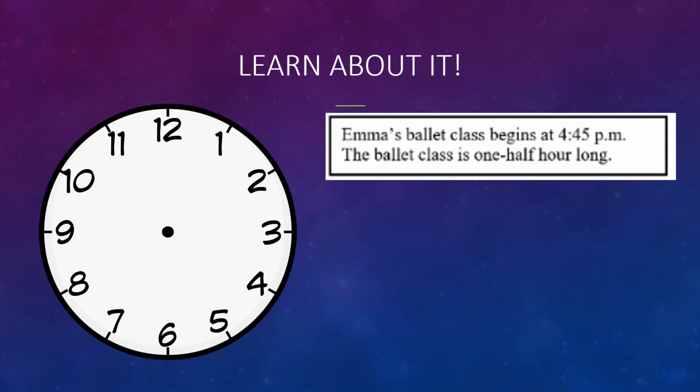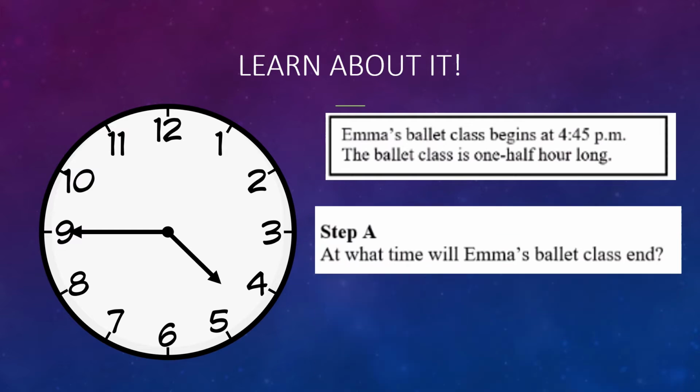Emma's ballet class begins at 4:45 p.m. The ballet class is 1/2 hour long. At what time will Emma's ballet class end? Well, let's think about what we already know. The starting time is 4:45 p.m., as shown on our clock. The class is 1/2 hour long. What do you know about half an hour? How many minutes does that equal? 1/2 hour is the same as 30 minutes.